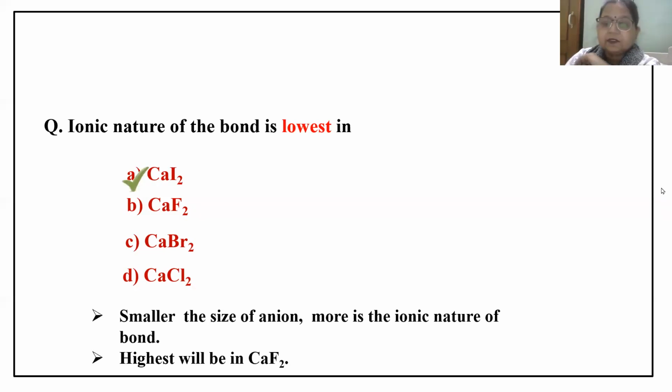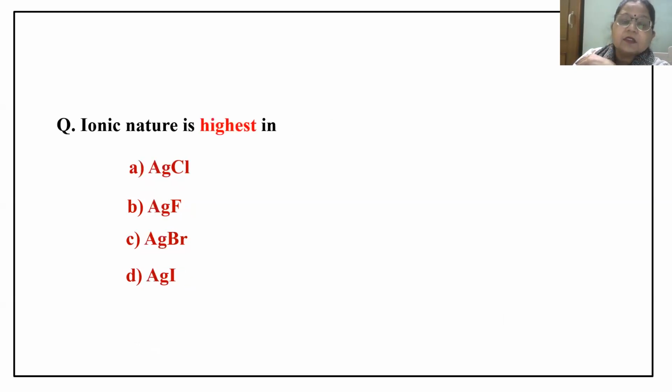That is correct. I have given the explanation because at times these are opposite of each other and they become a bit confused. And therefore, I have written both the explanation. That is, smaller the size of an ion, more will be the ionic character of bond. Then if I have asked for the highest ionic character, then the answer would have been calcium fluoride. Okay, let's see another question.